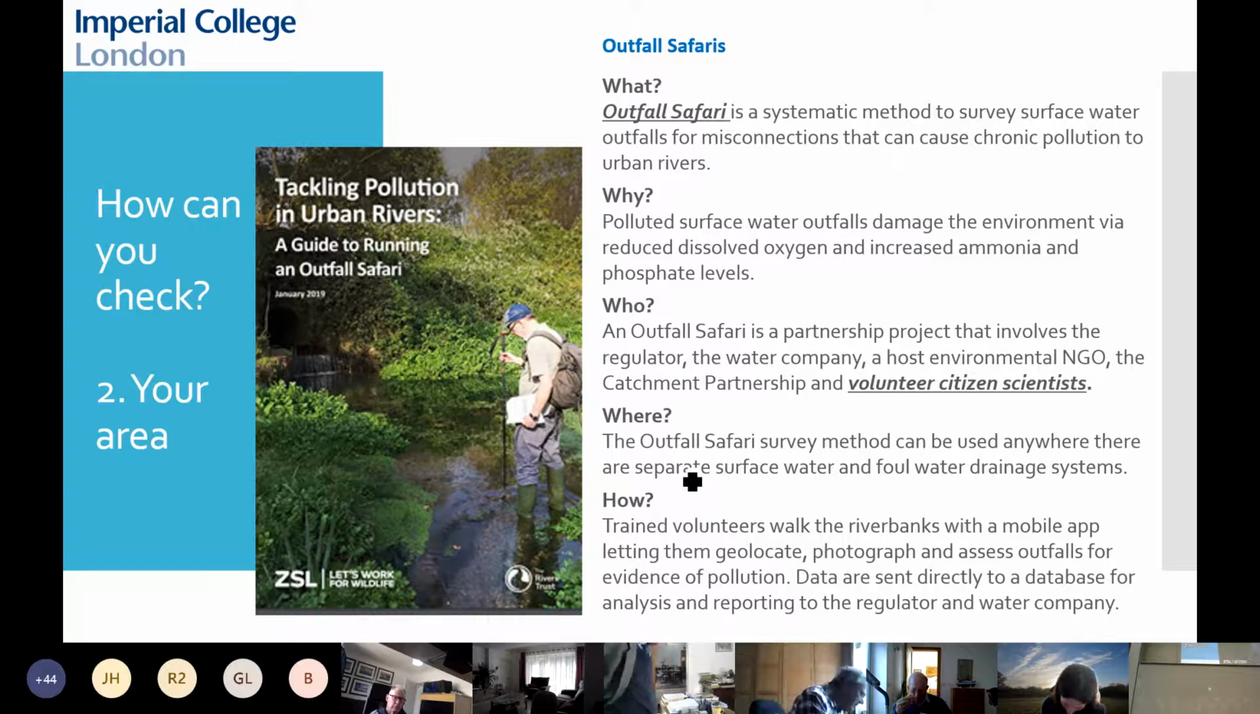And they organise outfall safaris whereby at decent weather, you're not doing it when it's raining, you get volunteers who've got an appropriate app to walk along the river, identify the surface water outfalls on the river, check on what they're like, what they're doing. They can geolocate, photograph and assess on various scales whether this is an outfall which is likely to be polluted. And the most polluted ones get dealt with quickly, but these are directly reported to the regulator and the water company, and that something happens to them. It does work.